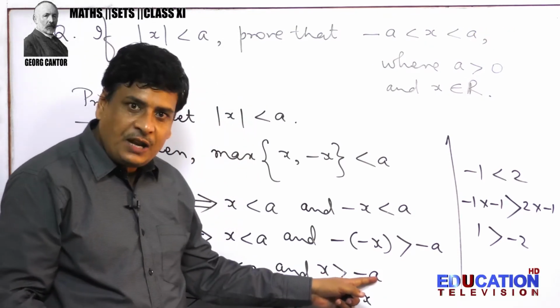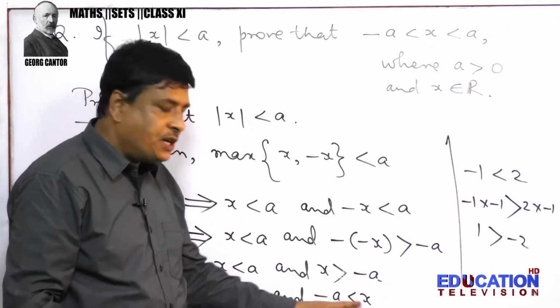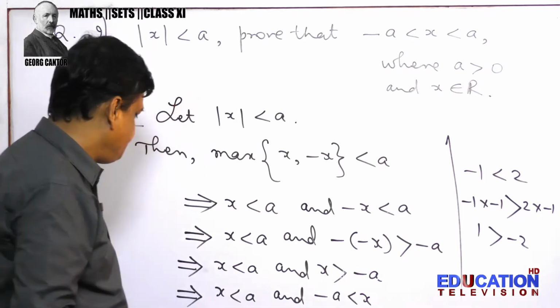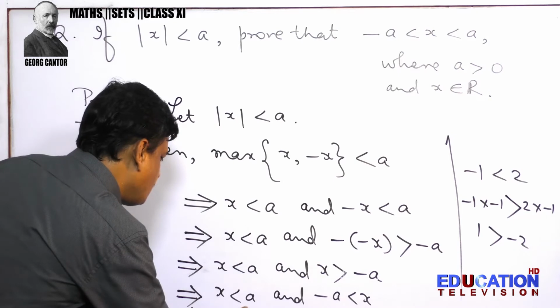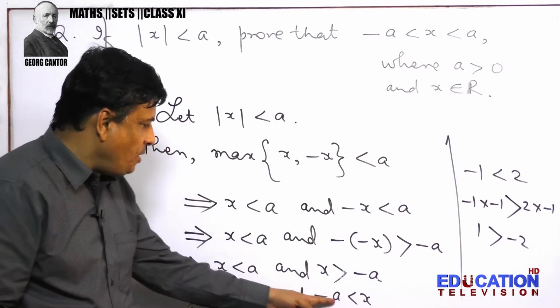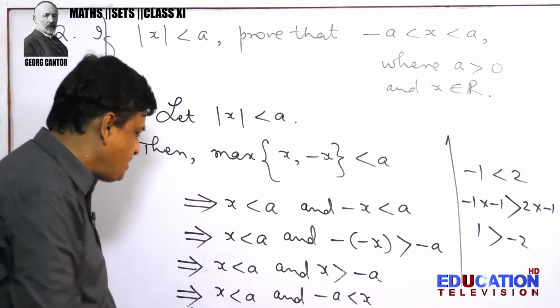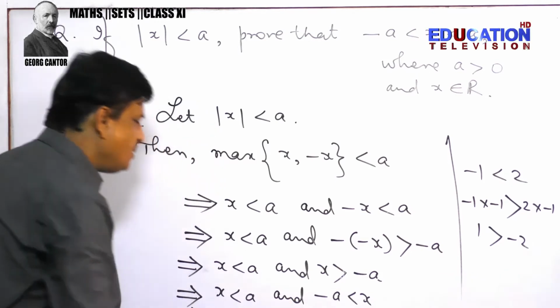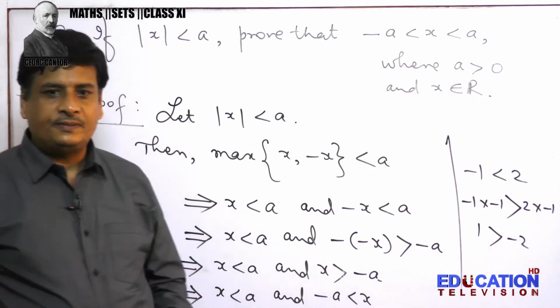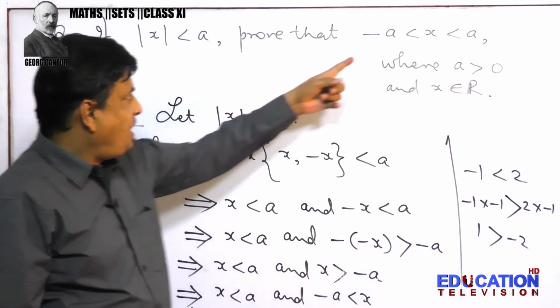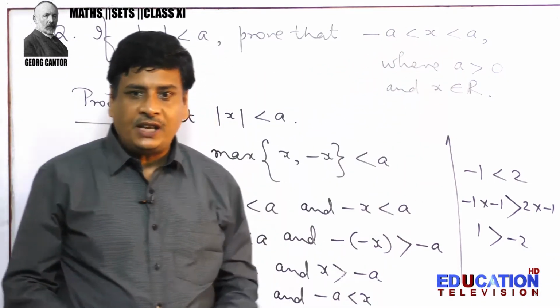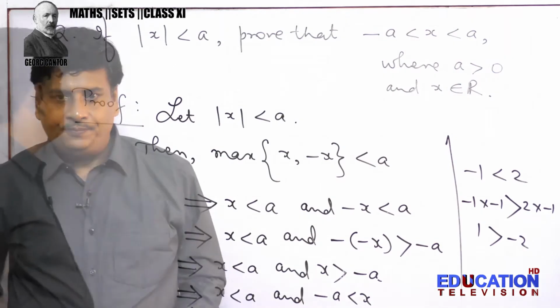X is greater than minus a, and minus a less than x, both are the same. First writing minus a is less than x, then x is less than a. This is what we have to prove. If modulus x is less than a, then x is greater than minus a and less than plus a.